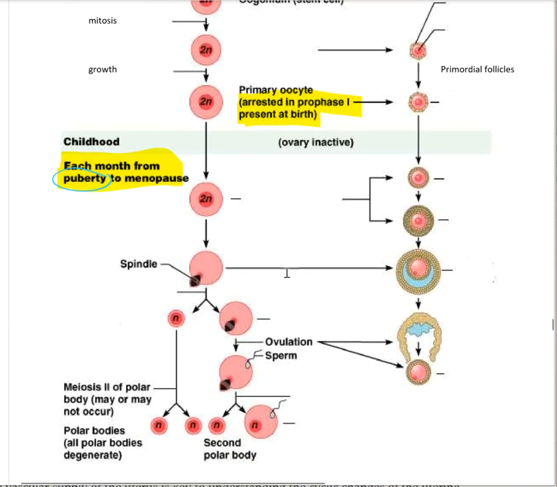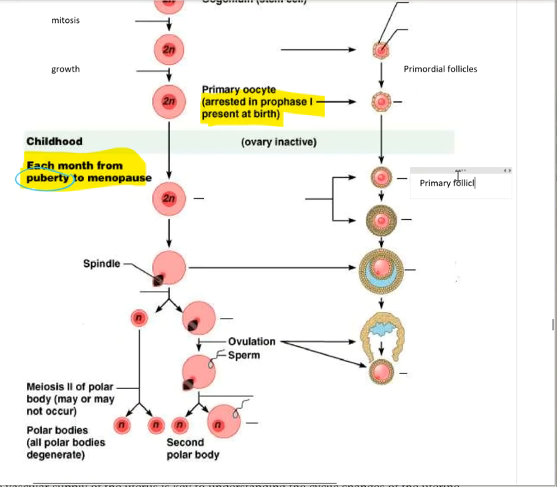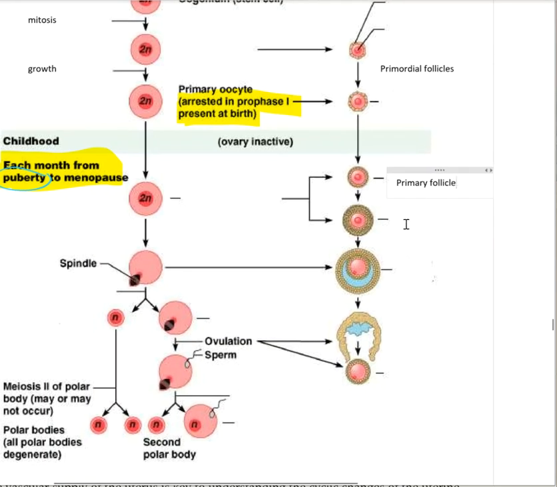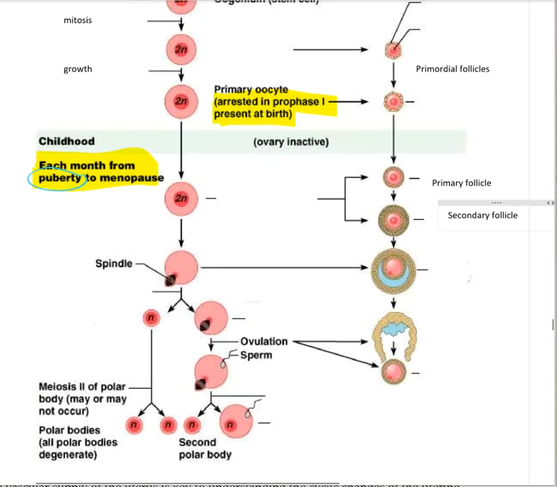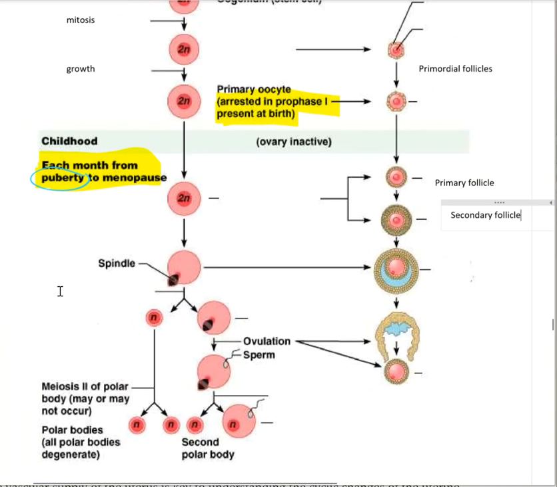So then what will happen is primordial follicles will get stimulated into primary follicles, and that will get stimulated into secondary follicles. And we will have meiosis 1 completing.